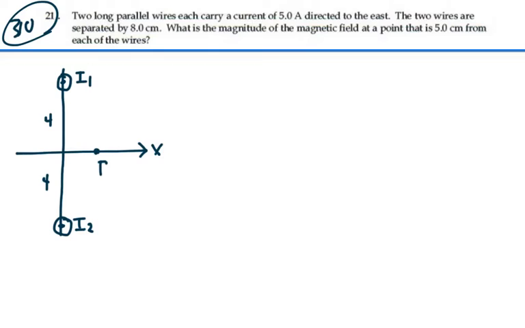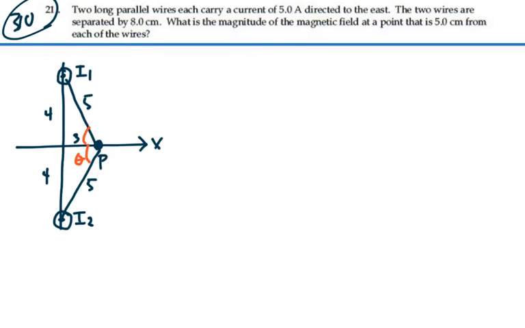And if we have a point P that is 5 centimeters from each of the wires, then we have ourselves a 3, 4, 5 triangle to point P. So this side will have to be 3 right there. Imagine that the internal angle here is theta. And in a 3, 4, 5 triangle, that theta should be about 53.1 degrees. So this total angle here at point P is actually 106 degrees. So it's not going to be a right angle.